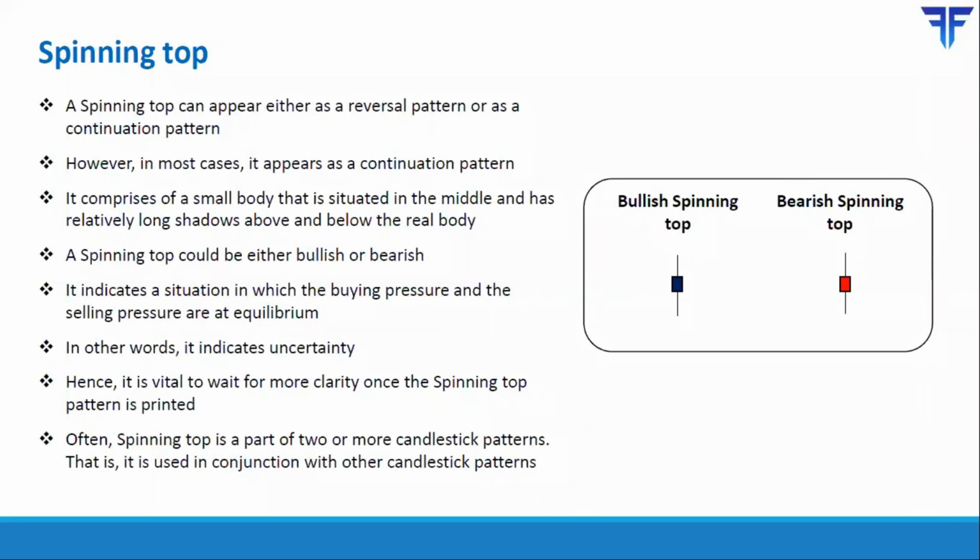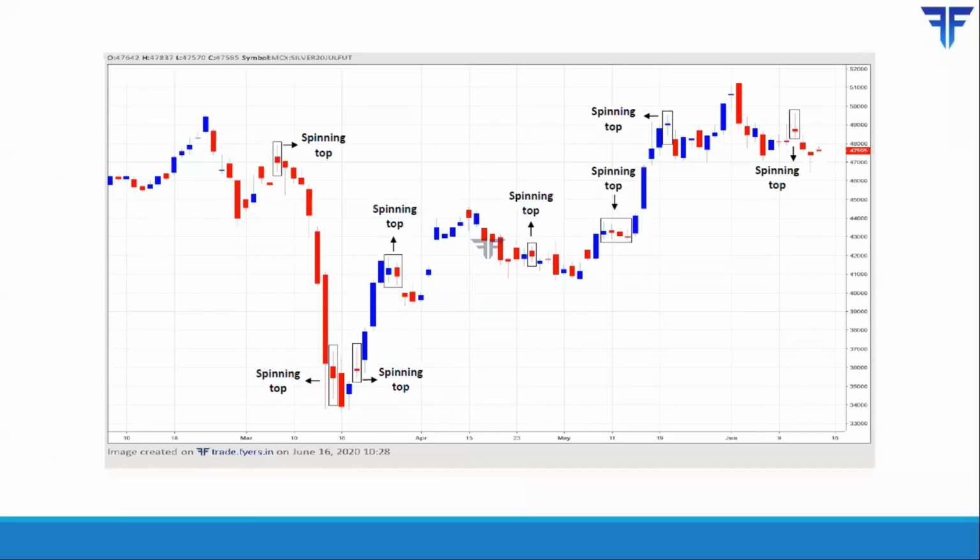In most of the cases, spinning top forms a part of two to three candlestick patterns rather than trading these patterns in isolation. So in our subsequent webinars, we will see that when it comes to dual candlestick patterns or triple candlestick patterns, one of the candles takes the shape of a spinning top. So it's not acted on in isolation, but rather it's combined with two or more candles before a trading decision is made. So let's look at some real examples of spinning top now.